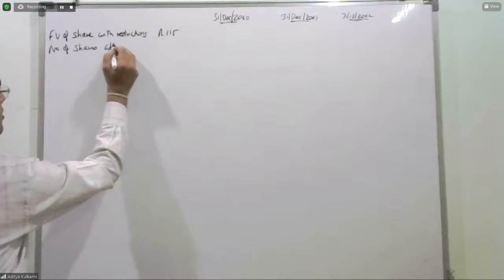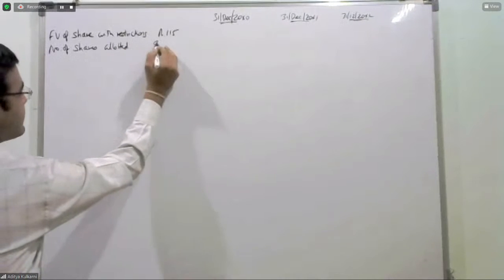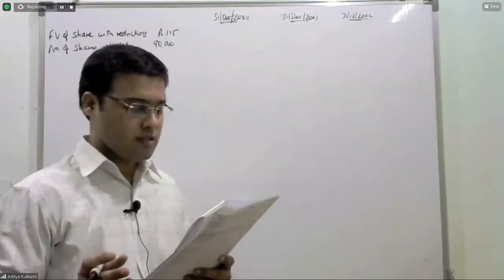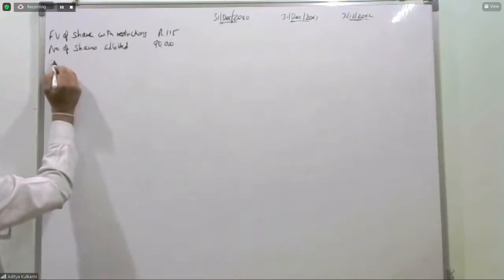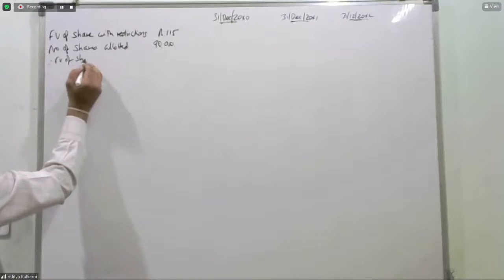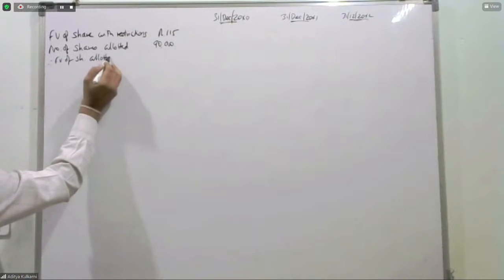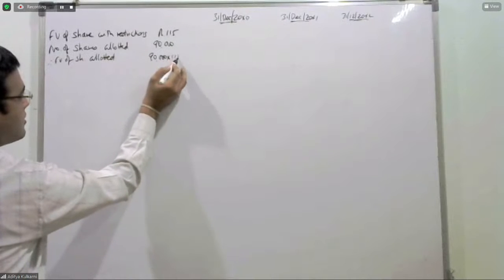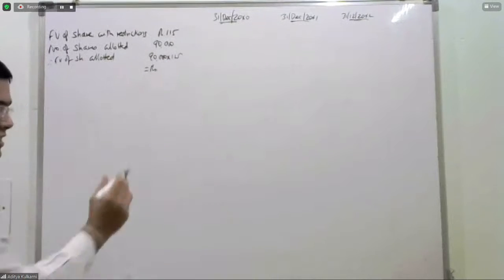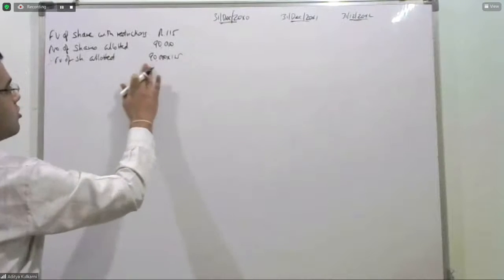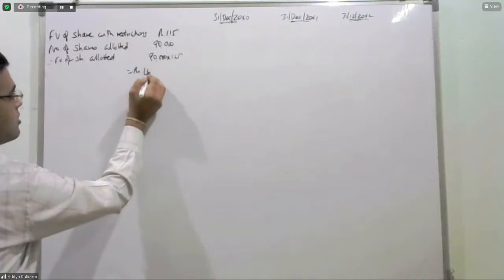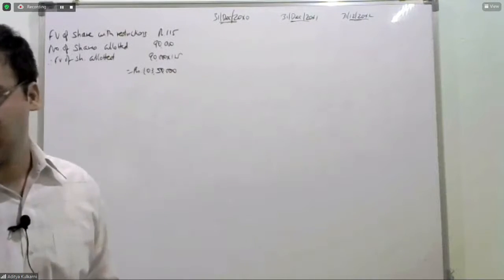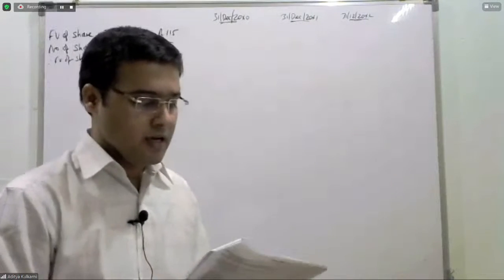If you follow this, you would be getting 90,000 shares allotted. Therefore, the fair value of shares allotted will be 90,000 into 115, that is equal to rupees 1,03,50,000.